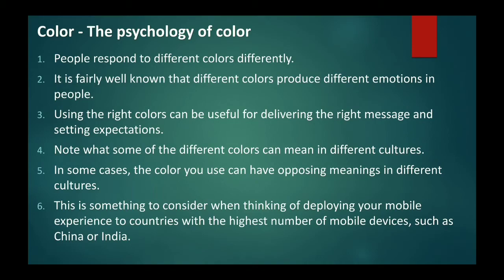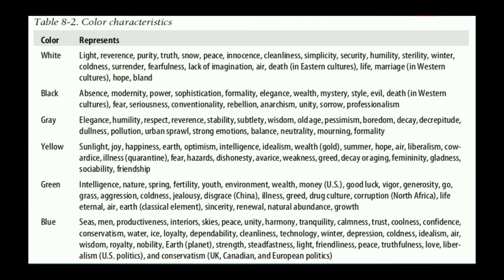Okay, we'll see one table, that is color and what it represents. In different cultures it has a different representation. The white color represents light, references purity, truth, snow, peace, innocence. All these keywords are placed over here. In the same way, black also has absence, modernity, power, sophistication, formality. Then gray, yellow, green, blue, and each and every color has some meaning and some representation.